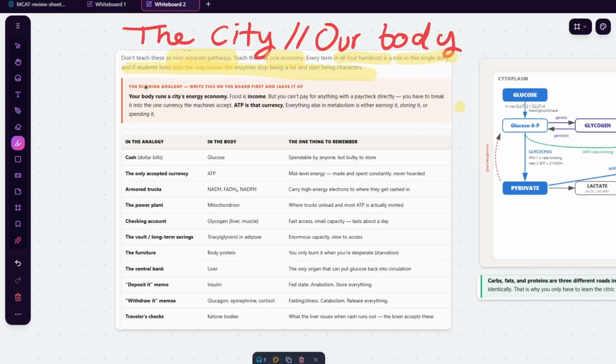So I'll show you the map in a second. The running analogy is this. It says to write on the board and leave it up. I'm not writing it. I literally copy and pasted it, and it's a good analogy made by the artificial intelligence. So your body runs a city's energy economy, and food is like the income.